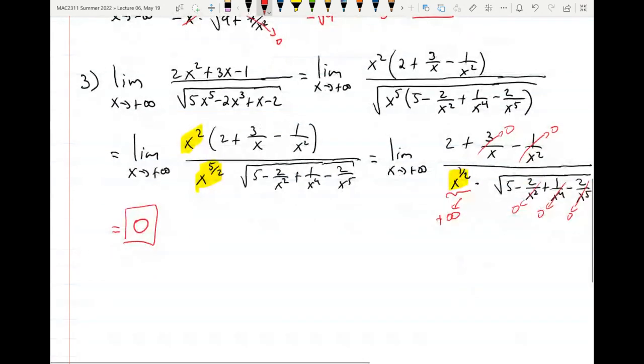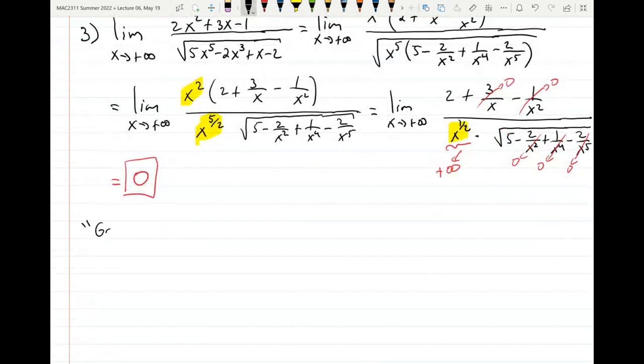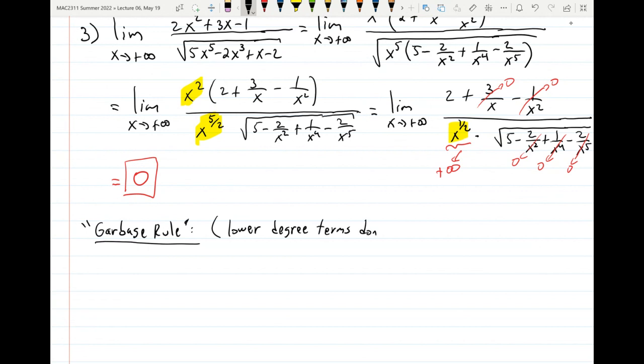Okay, so let me quickly illustrate this using the so-called, some people call it the garbage rule. And remember, this is the fact that lower degree terms don't matter. That's what we want to exploit. Lower degree terms don't matter at infinity.